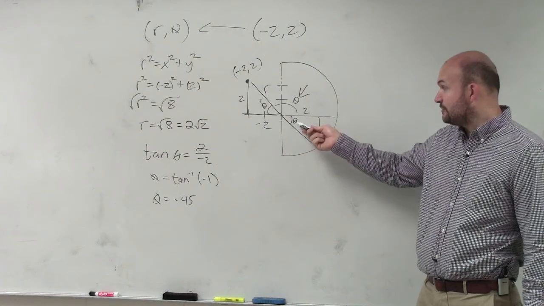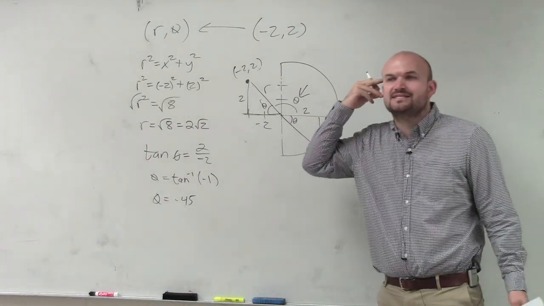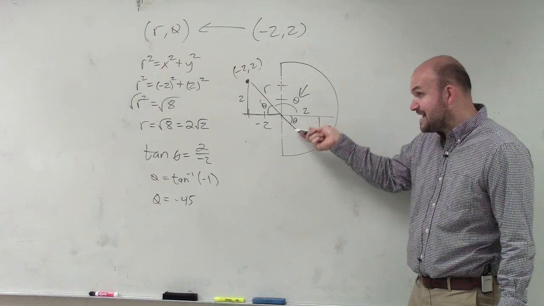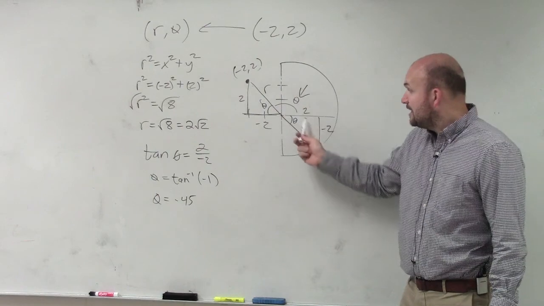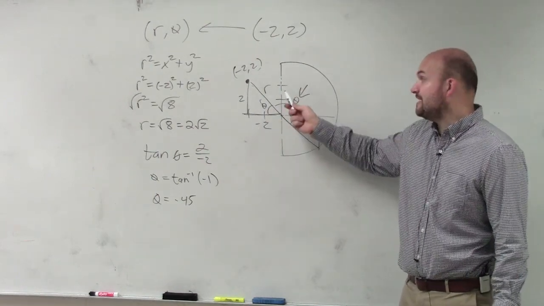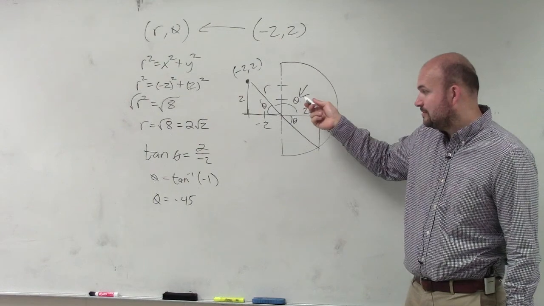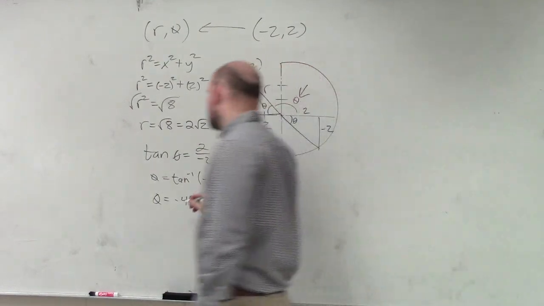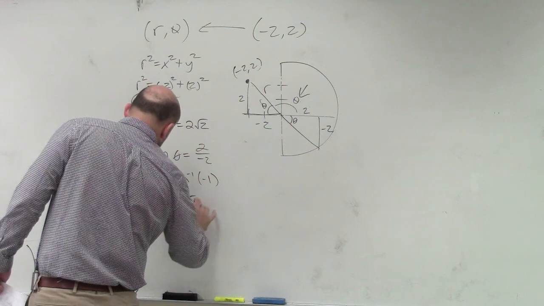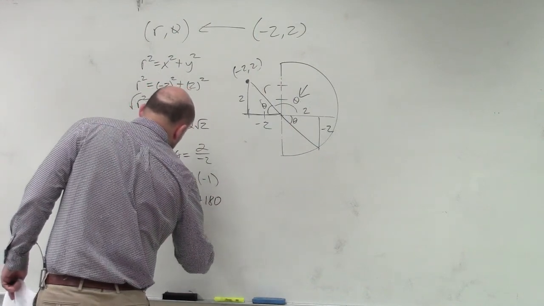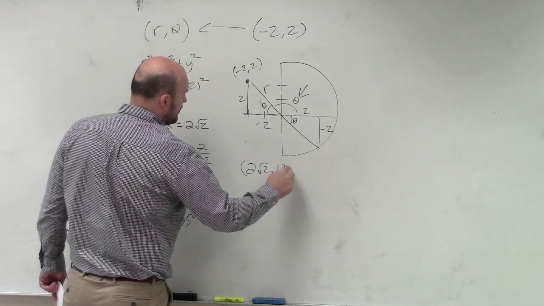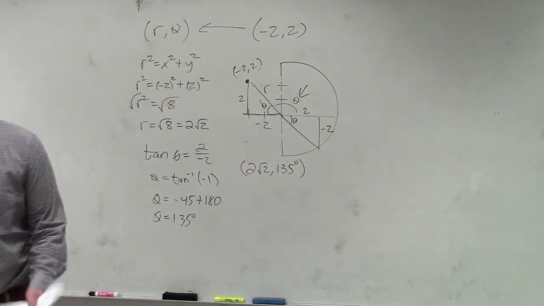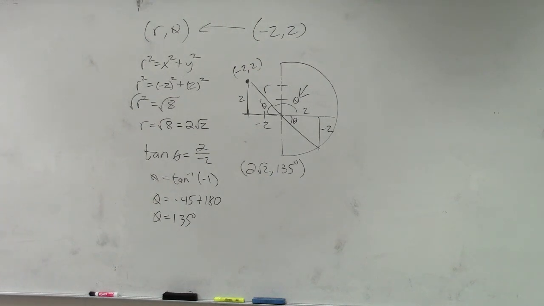So if that's -45 degrees, let's think about it like distance from the x-axis. If the distance from the x-axis is 45 degrees here, what is the distance from the x-axis over here? 45 degrees. If halfway around a circle is 180 minus 45 degrees, what is that angle then? 135. So my angle in polar form is 2 square root of 2, 135 degrees. Or if I was asking you to find that in radians, could we also just convert that to radians?